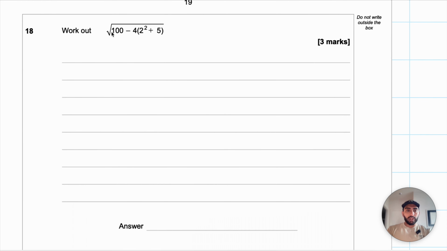Question 18. Work out the square root of 100 minus 4 and in brackets 2 squared plus 5. This is testing us on our BIDMAS. So the first thing that I need to consider is my brackets. This bit, the 2 squared plus 5, I'm going to work on that first.